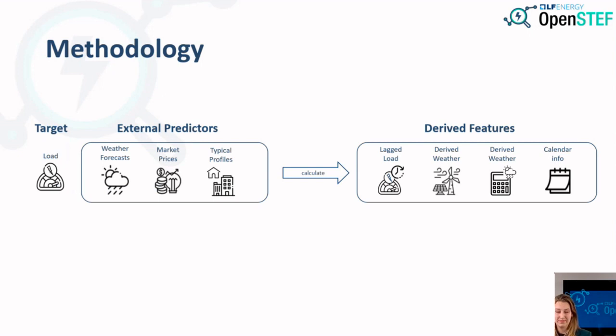And so, a bit deeper into how these steps actually work within OpenStef. When you use OpenStef, you want to predict a target, which is usually the load on the grid. And you provide some external predictors that allow OpenStef to make the forecast, such as weather forecasts, market prices, but also typical usage profiles of large types of customers. OpenStef will then automatically derive features from the predictors you provide, such as the lagged load and derived weather features and even some calendar info.